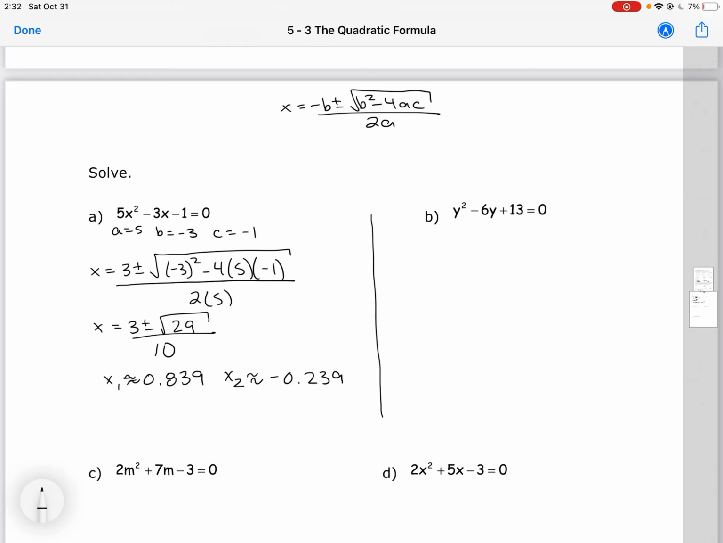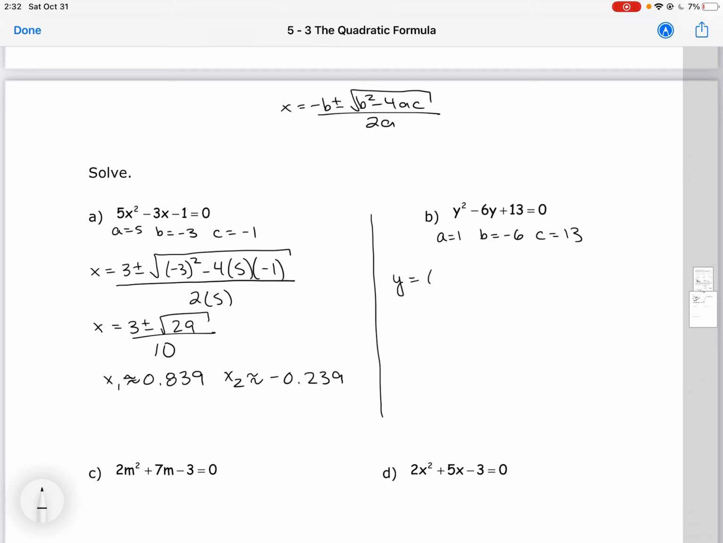Here we go. Let's do another example. This time we've got y, but it still works the same way. So our a value is 1, b value is minus 6, c value is 13. This time we're solving for y.